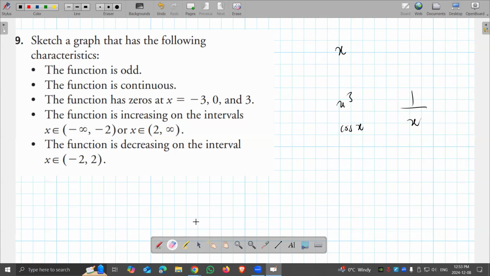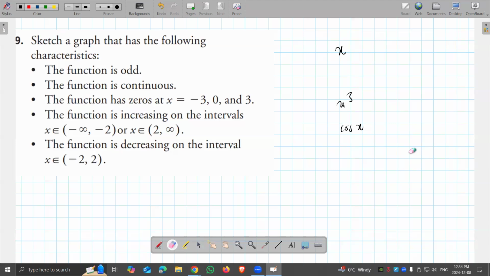One over x. Think about the graph. Look at the graph. It's odd. So from the first point, we've isolated 4 functions. Second point, the function is continuous. Which one of these functions is continuous? Or which one is not? 1 over x is not, so that's out.